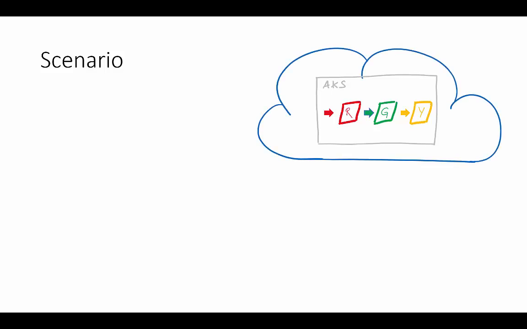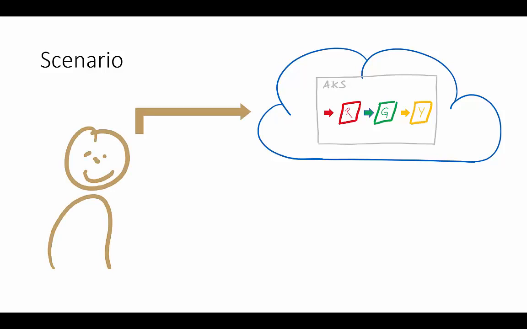Now, as a user, things are very simple. You just call some kind of public endpoint, and this call will be redirected to the red service. The red service will then call its backend service, which would be the green one, and the green one will forward its request to the yellow one, which will then return a result back to the green one, which will turn back a result to the red one, and that result will be brought back to the user.